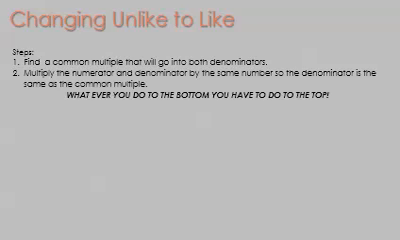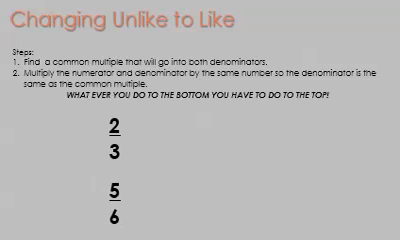The first step is to find a common multiple that will go into both denominators. Then, whenever you find this common multiple, you have to multiply the numerator and the denominator by the same number, so the denominator is the same as the common multiple. And whatever you do to the top, don't forget that you have to do the same for the bottom. Whatever you multiply the denominator by, you should multiply the numerator also by.